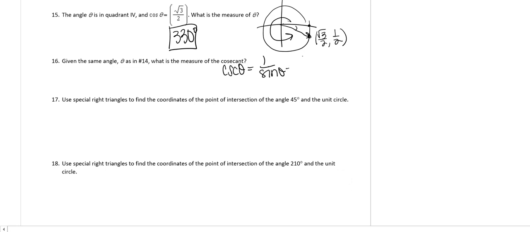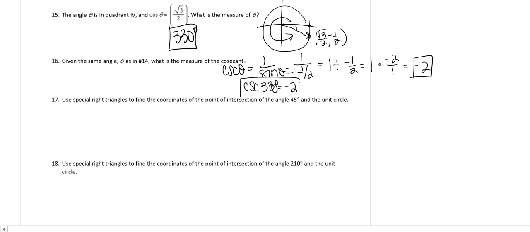And I know that sine of theta is going to be negative 1/2. I forgot that negative sign earlier. So if I have 1 divided by negative 1/2, my cosecant of theta is going to be negative 2. Or we can say cosecant of 330 degrees is negative 2.